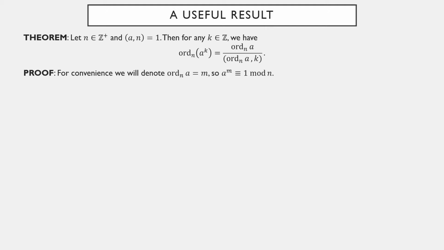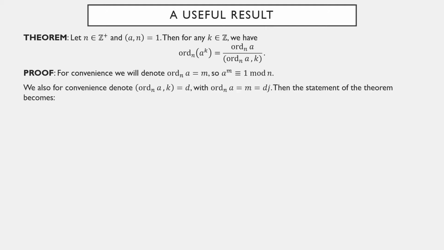So for convenience, to prove this, I'm going to call the order mod n of a, m. So a to the m is equivalent to 1 mod n because that's the order. Also for convenience, this greatest common factor of the order of a and k is going to be called d. So d must be a factor of the order of a, which we've already denoted as m. So m can be written as d times something. So the statement of the theorem now becomes the order mod n of a to the k is this order, which we called m, divided by this GCD, which we called d, and notice here, that's going to be just j.